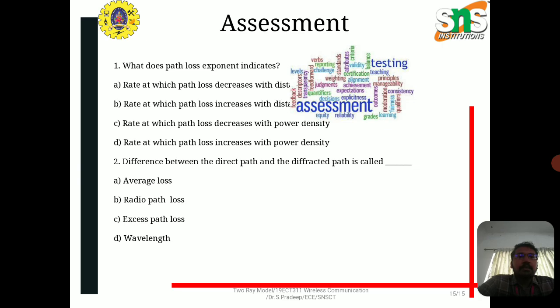The second question is, the difference between the direct path and the diffracted path is called. Option A, average loss. Option B, radio path loss. Option C, excess path loss, and option D, wavelength.